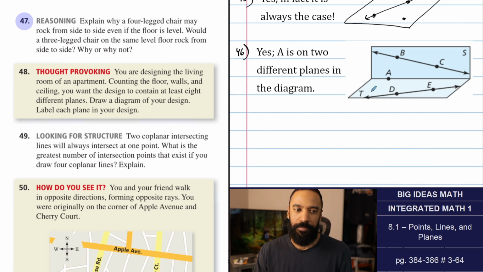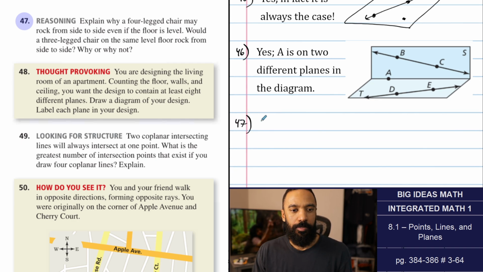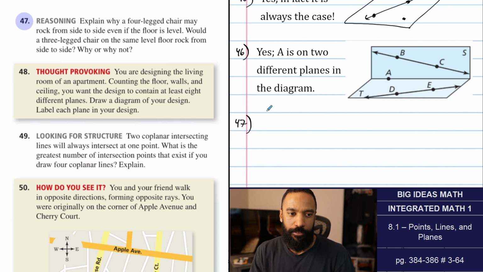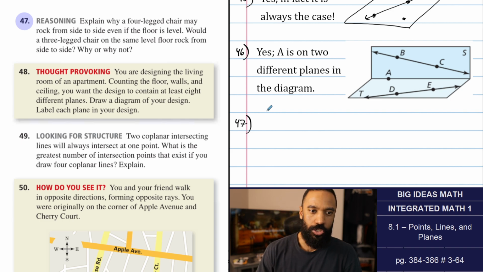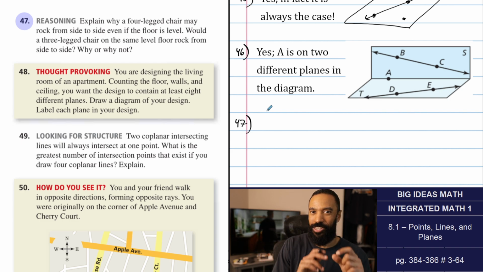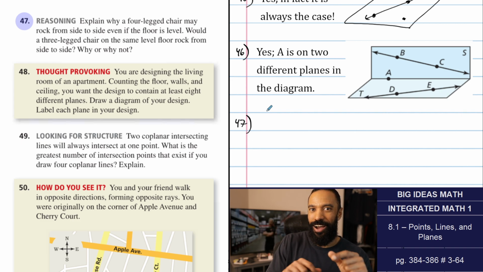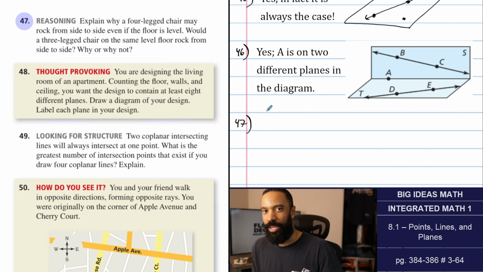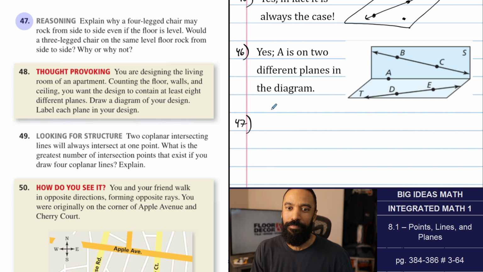Number 47, reasoning. Explain why a four-legged chair may rock from side to side, even if the floor is level. Would a three-legged chair on the same level floor rock from side to side? Why or why not? No, it would not. I'm trying to imagine this. The two legs going that way, good. On this side, I go over, and I collapse because that fourth leg isn't there.